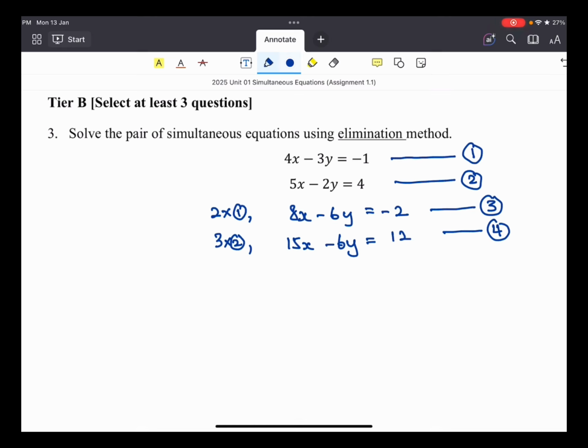Right? Then after that, I can just repeat the process. Equation 3 minus equation 4. 8 minus 15 is negative 7x. The negative 6x get eliminated. Negative 2 minus 12 is negative 14. Therefore, x is equal to 2.